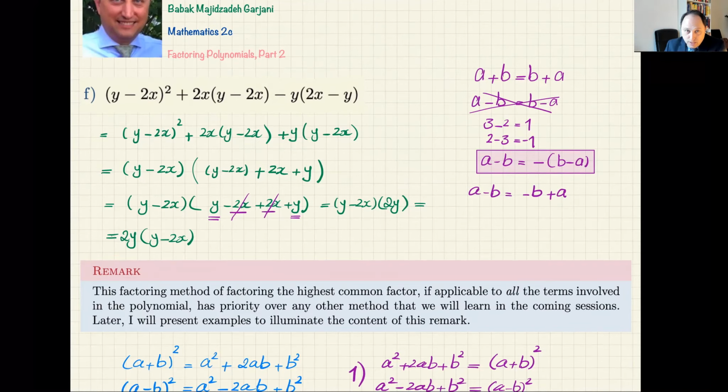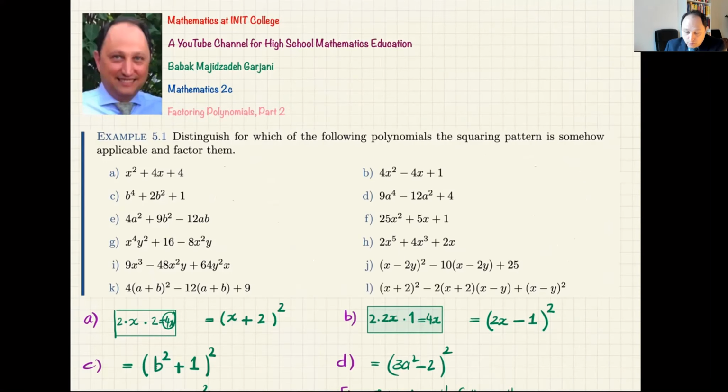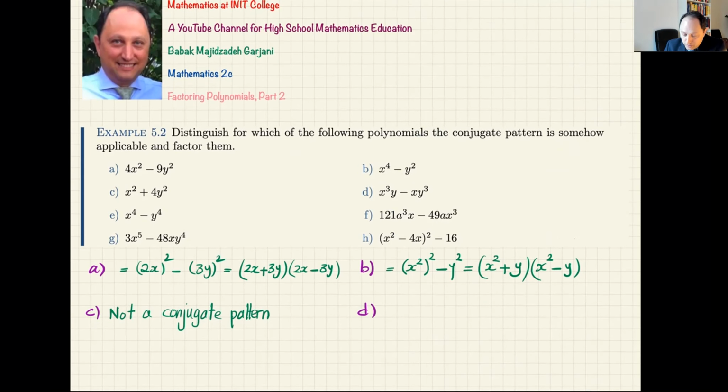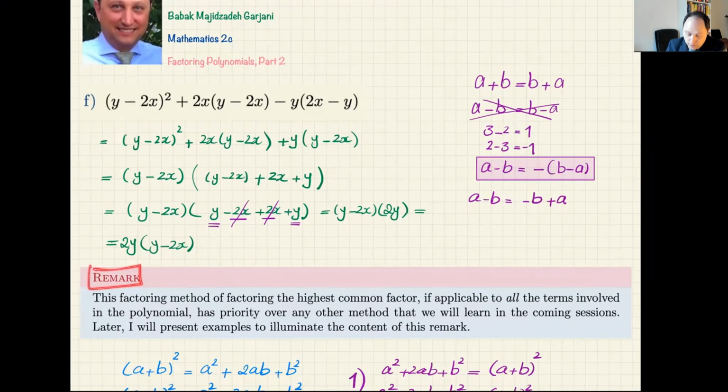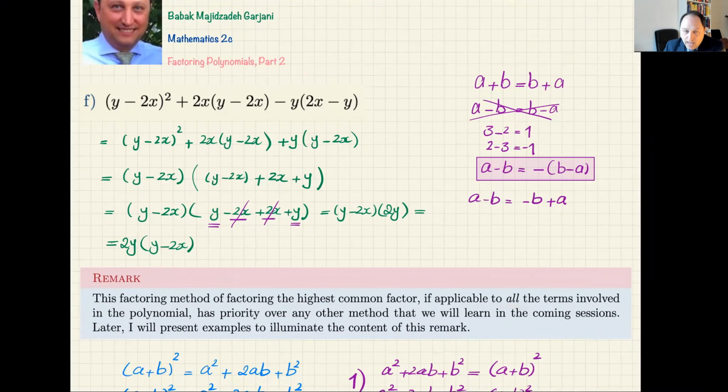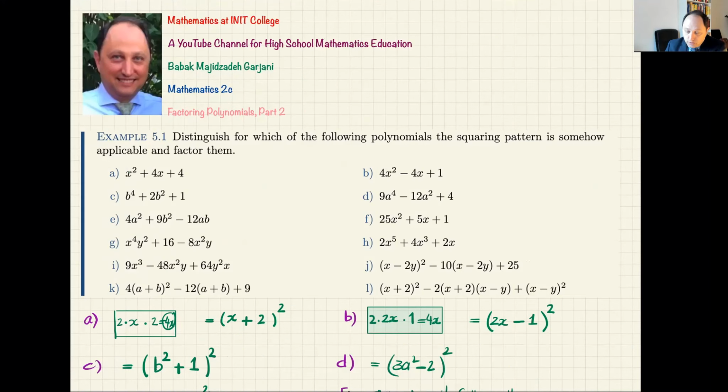Okay. Again, you see, you need to take lessons from your mistakes. If I had given you this example in the first session, you would immediately give me the correct answer, at least a partial answer. So why don't you follow that? Remember again, let me emphasize, this remark tells you that the first technique that we learned, pulling a factor out, if applicable to all the terms, has priority over any kind of method that you will learn.